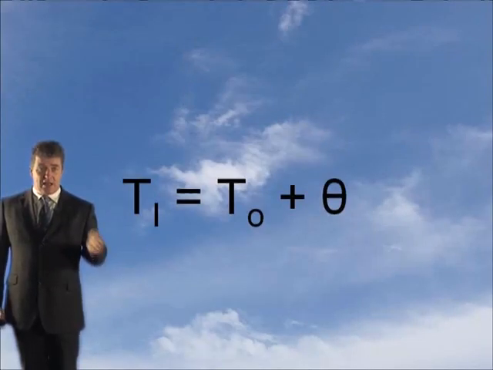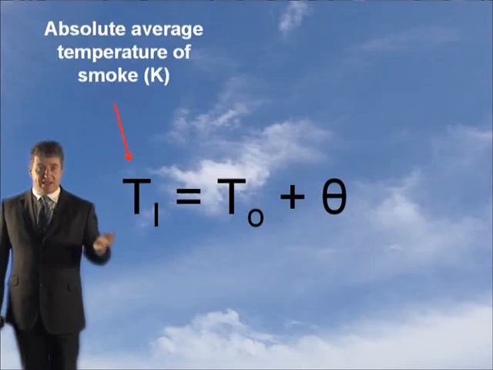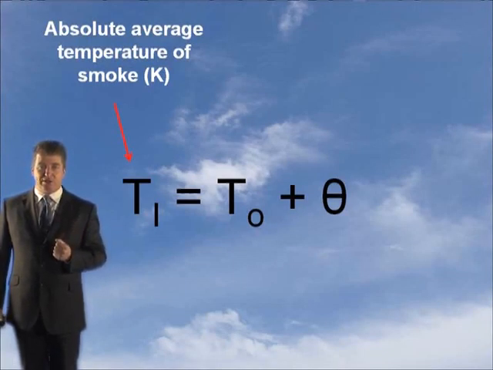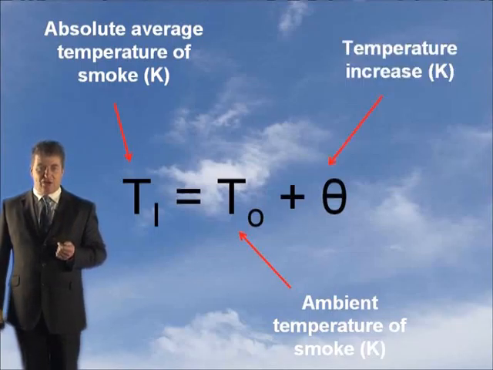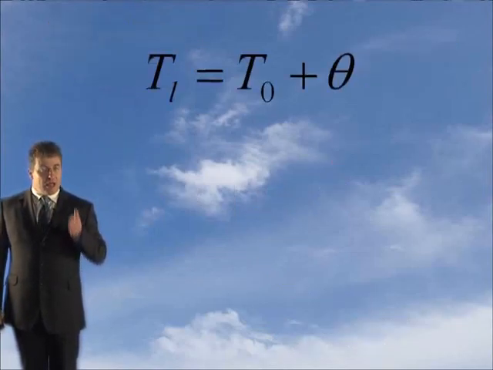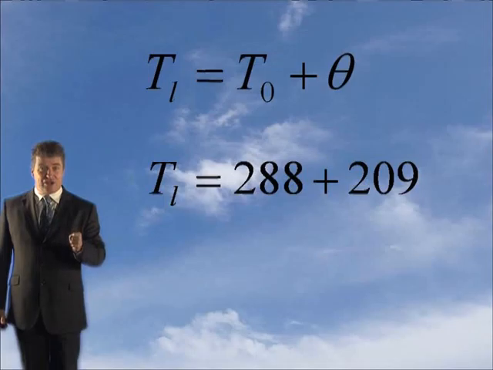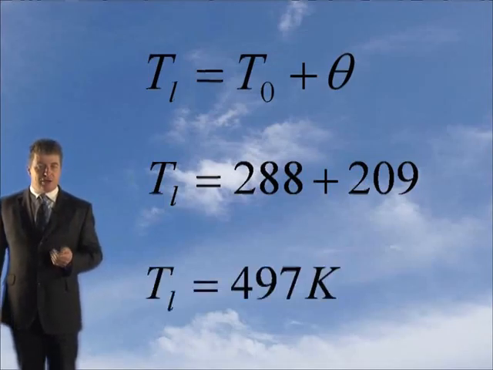But now we need to actually work out what is the absolute average temperature of the smoke. And this is the formula you apply. TL equals TO plus theta, where TL is your absolute average temperature of the smoke, TO is your ambient, and theta is your temperature increase. This would give you an absolute average temperature of the smoke of 497 degrees Kelvin. Now this is a high temperature, as you would expect with a 5 megawatt fire leaving the opening, as there is not much entrainment.